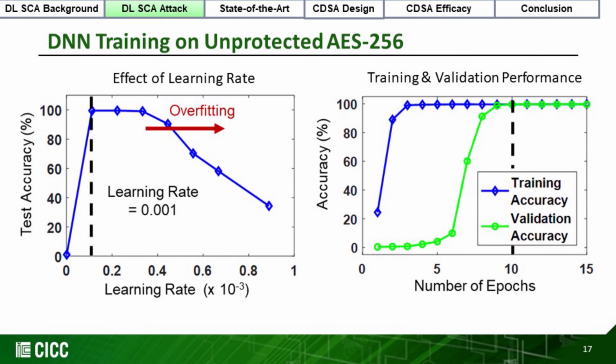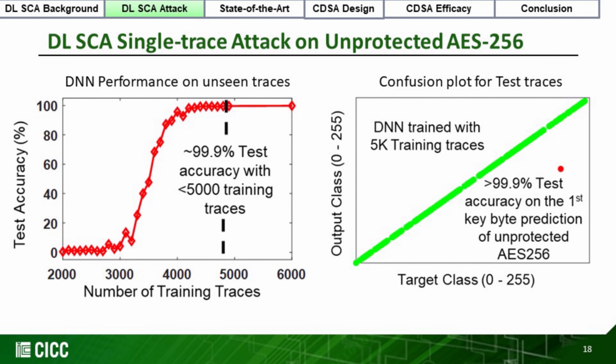The figure on the left shows that the deep neural network overfits for a learning rate more than 10 to the power minus 3. The figure on the right shows that the training and validation accuracy reaches 99.9% within 10 epochs with 5000 training traces. The test accuracy of the DNN reaches 99.9%, and the confusion plot on the right shows that the DNN is able to predict the key byte correctly and a single trace attack can be performed.